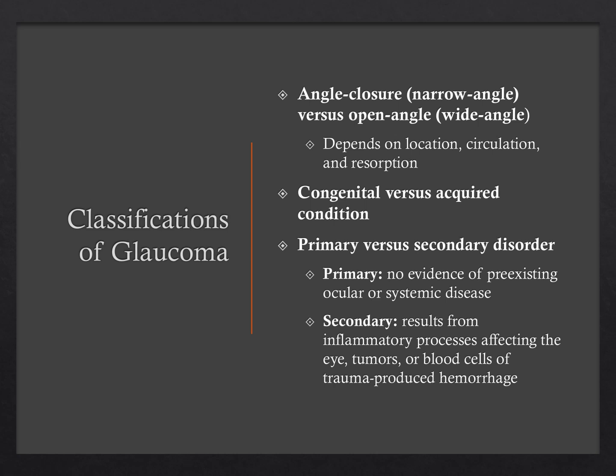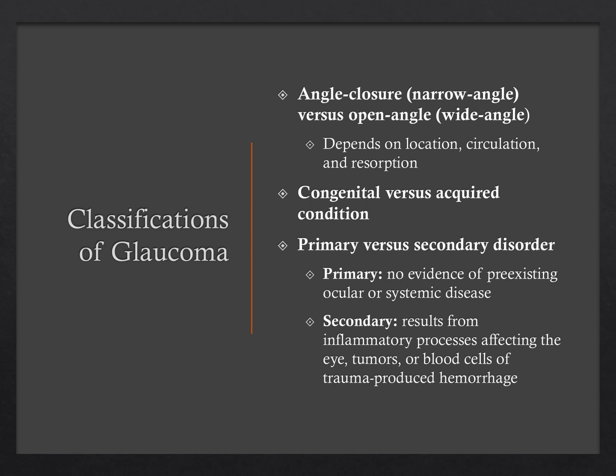These conditions can be either congenital, meaning you're born with them, or they can be acquired. Most are acquired, and the incidence of glaucoma usually increases as people age. And there's also primary versus secondary glaucoma. So primary glaucoma means there's no evidence of any pre-existing ocular or systemic disease. The glaucoma has just occurred on its own with no secondary cause.